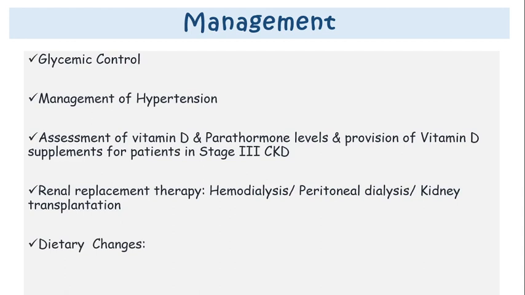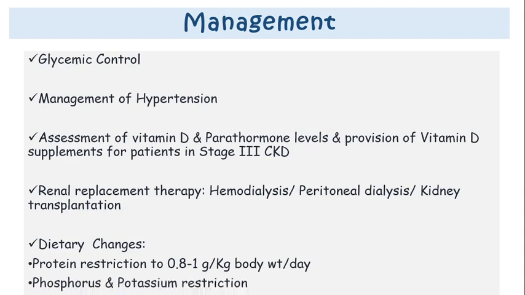And at the same time, you should consider dietary changes. For example, you have to restrict proteins to 0.8 to 1 gram per kilogram of body weight per day, because the kidneys are damaged already. They can't handle the proteins. Most of the proteins that are taken into the body are excreted in urine. So you have to restrict the proteins. And at the same time, the phosphorus and the potassium levels have to be restricted. So that is about diabetic nephropathy, how the kidneys are damaged in diabetes mellitus.